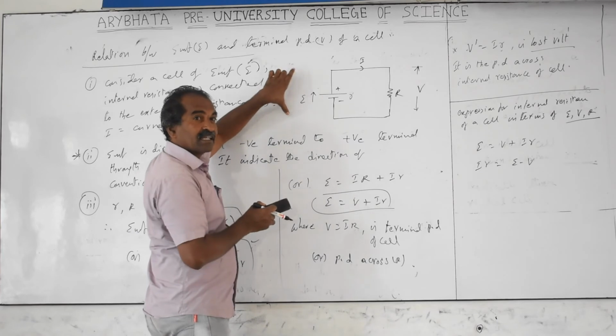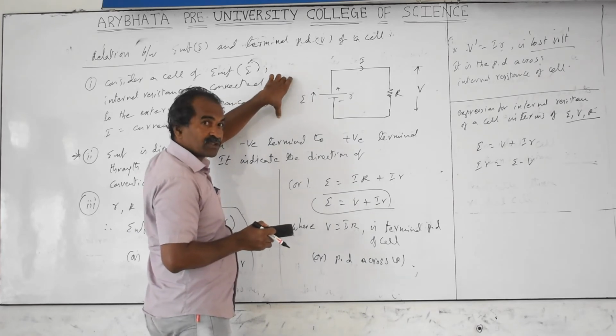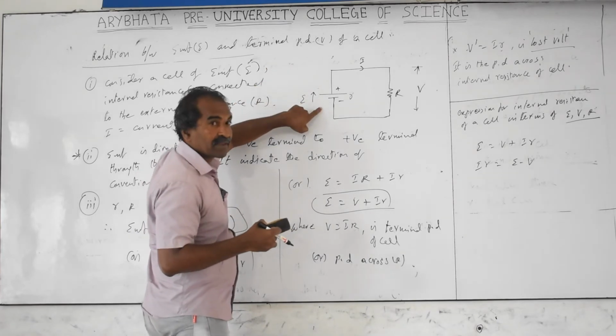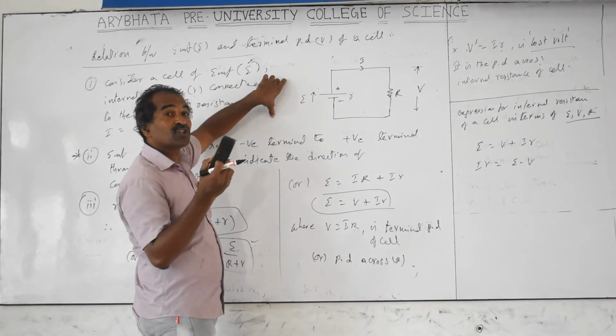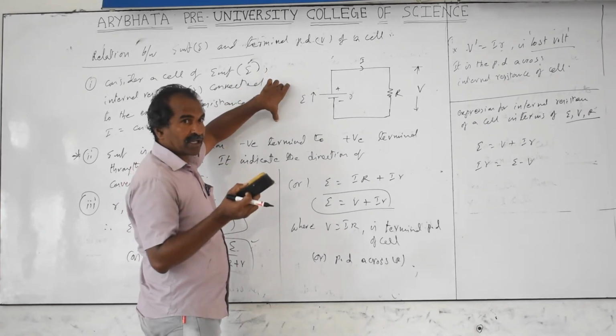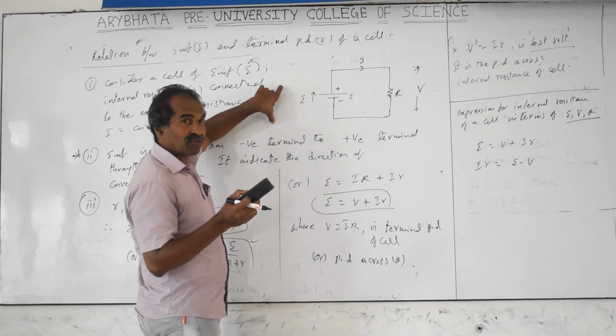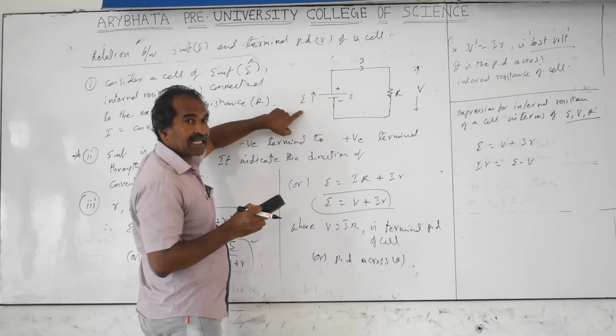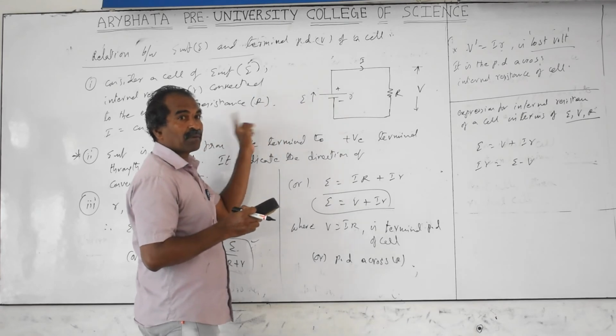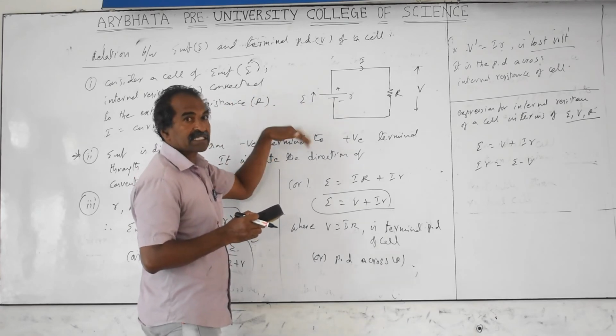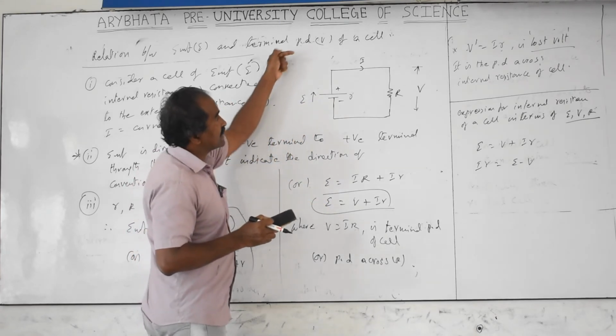The condition is that if there is a charger, or I use the other cell to charge this cell, then this cell has EMF E and that will have voltage V. That V should be greater than E. Then only can we make the current pass from the other cell to this cell. That is the charging current. While charging, current is sent into the cell.